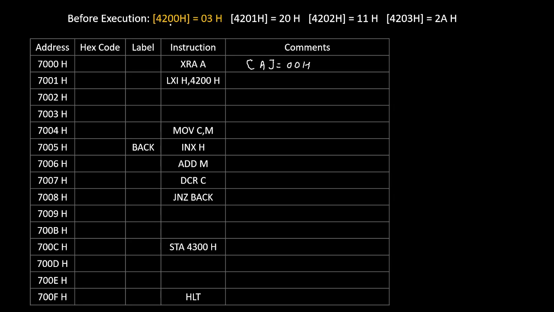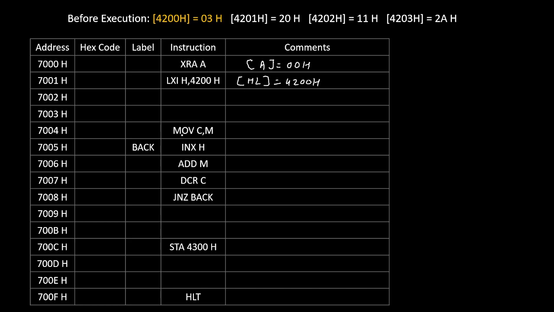Now, our length is on 4200H, so we will point to that memory location with the HL pair. For that, we have used the instruction LXI H, 4200H. LXI stands for load register pair immediate, and the pair is the HL pair. Because of this, our HL pair will become 4200H, so we have initialized the memory location at 4200H.